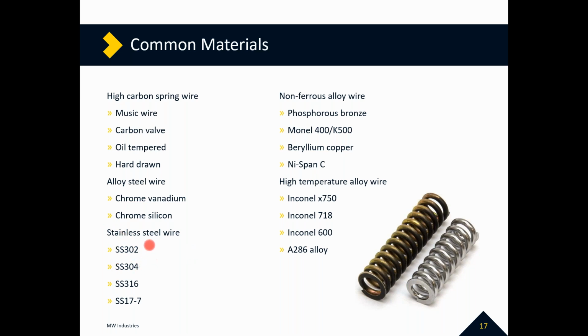Your really common ones are your 302s and probably your 17-7s for relief valves. Non-ferrous alloys, I haven't seen many relief valves designed out of those, but they're really good for corrosion resistance and conductivity. And we've seen a lot of high temperature alloys, Inconel X750 being one of the most popular ones, and you can use it for two things: very corrosive environments and elevated temperatures.